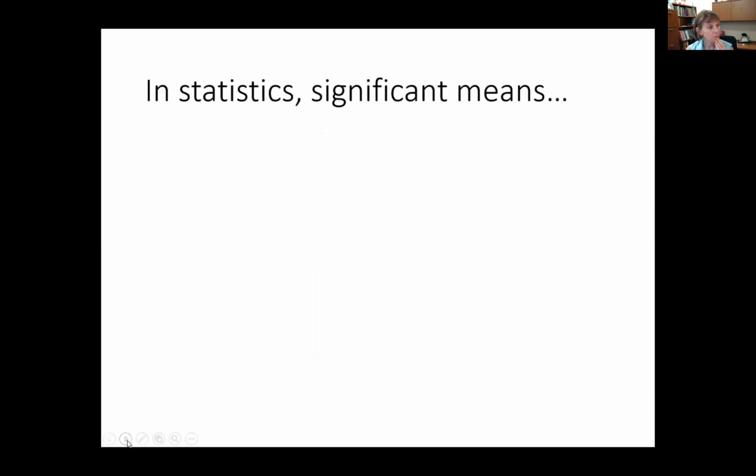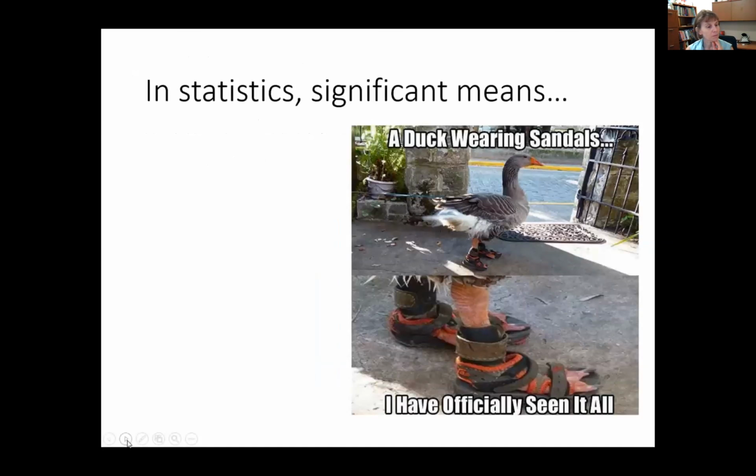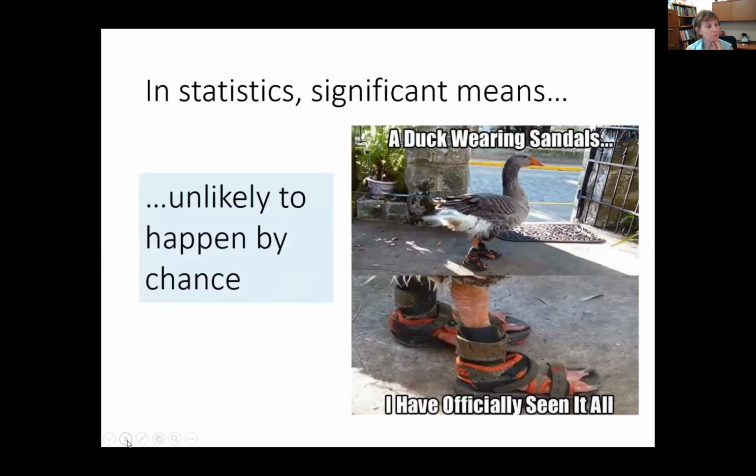But in statistics, the word significant means something particular. It means that it is unlikely to happen by chance.